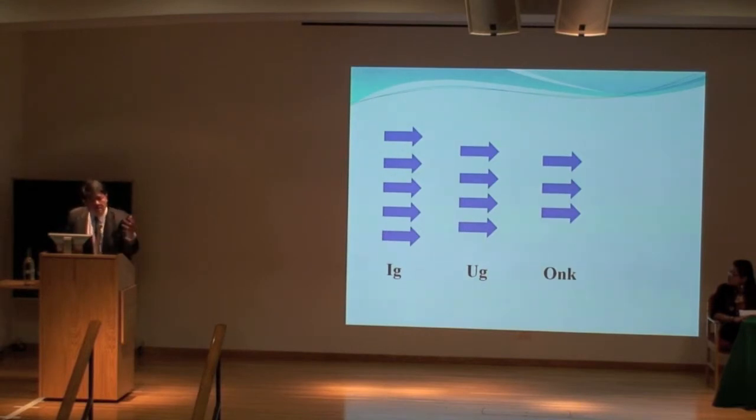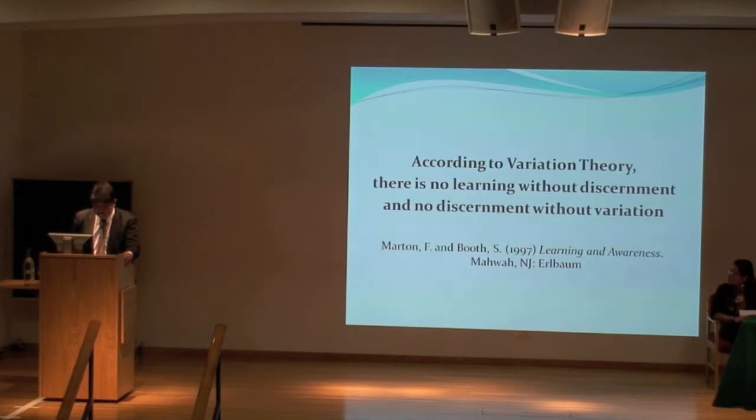And why is it that you are able to do this? Well, I'll tell you why. If I go back to this line, it's because you have discerned the critical aspects of the object of learning. And you experience those critical aspects because you experience variation. Without variation, there is no discernment. And without discernment, there is no learning. And this is the kind of theory that we want to use in our classrooms.